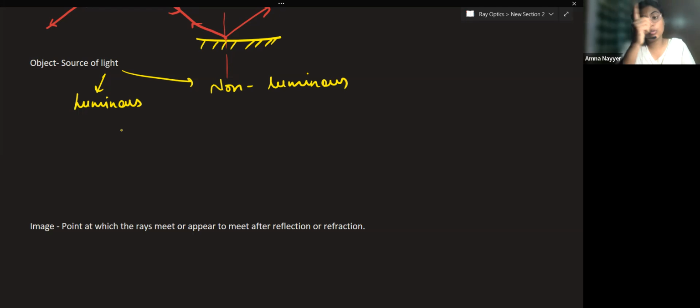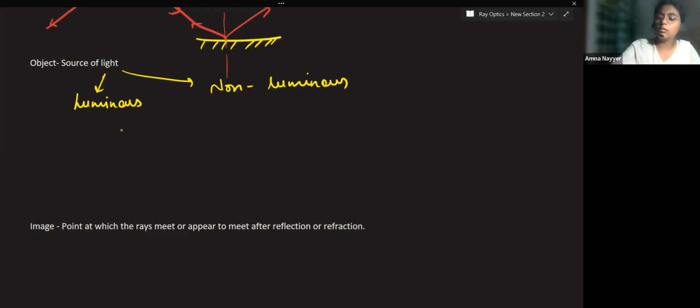The reason is that those luminous objects are emitting light of their own, and those light rays are falling on my surface, on my body, and then they are getting reflected. So I am also acting as an object now because the light rays are emerging from me. Actually, the light rays are from the luminous object, but since they are striking me, and then after striking me they are going into the mirror, I will be the object whose image is formed in the mirror. So these kinds of objects are known as non-luminous objects, which do not emit their own light, but are a source of light in an indirect way.